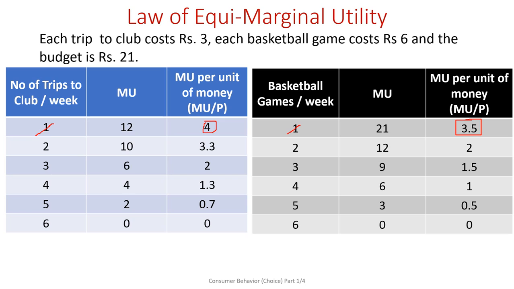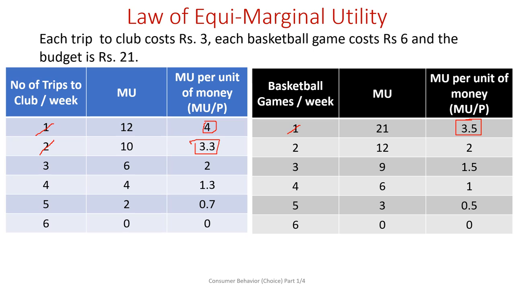Now, the third weekend. Consumer can go to the club. The second trip to the club will give him a utility of 3.3, whereas the second basketball game will give him a utility of 2. Therefore, the trip to the club will be preferable. Up till now, there are 2 trips to the club, which means the total cost will be 6. There is one basketball game costing rupees 6. So out of 21, 12 rupees have been spent.